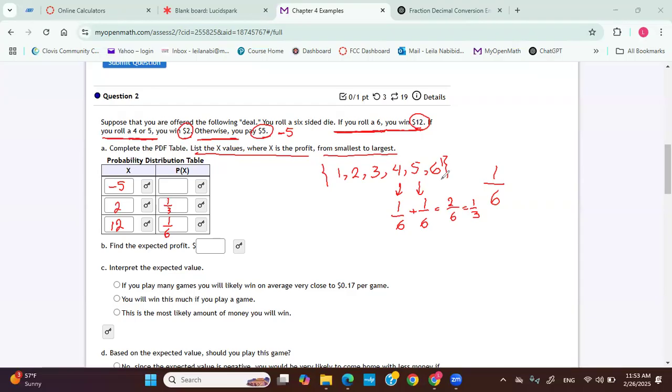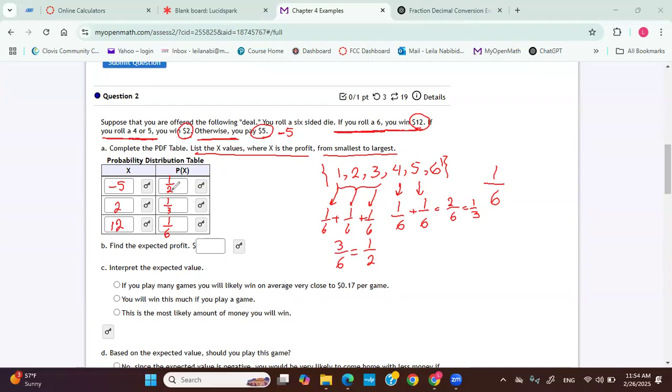And otherwise means not rolling 4, 5, and 6. That means rolling one of these three, 1 or 2 or 3. For each of them, the probability is 1/6, 1/6, and 1/6. Since it says otherwise, meaning rolling 1 or 2 or 3, I need to add them together. If I add these three, it gives me 3 over 6. And if I simplify, it gives me 1/2. So the probability of losing $5 is 1/2 or 50%.